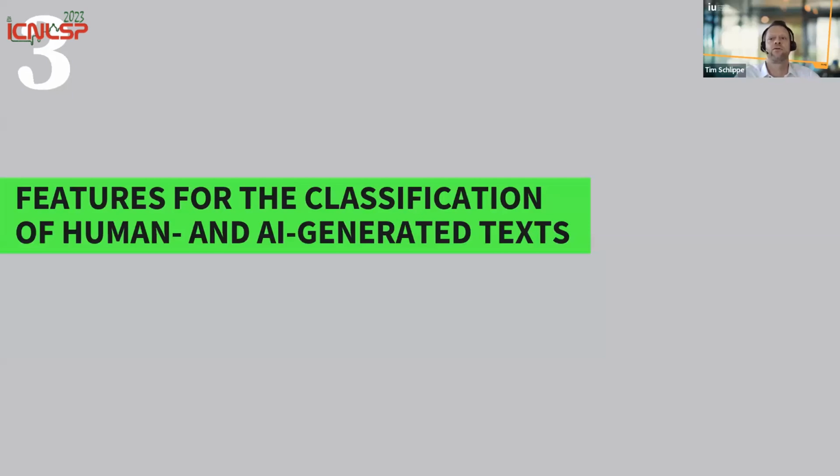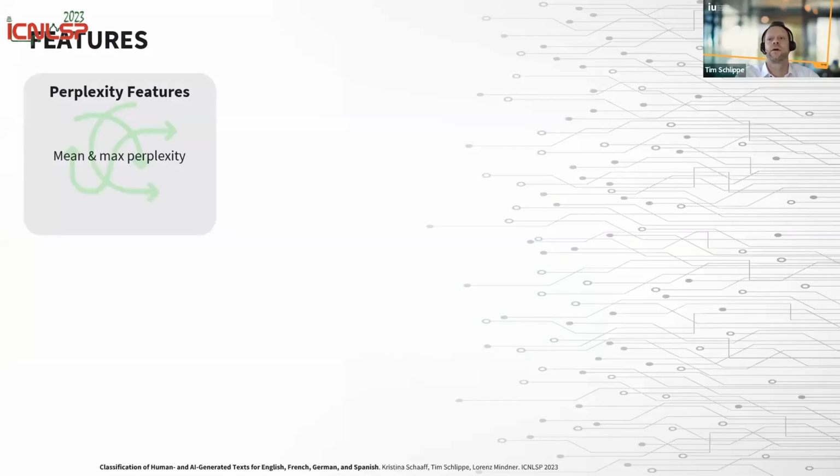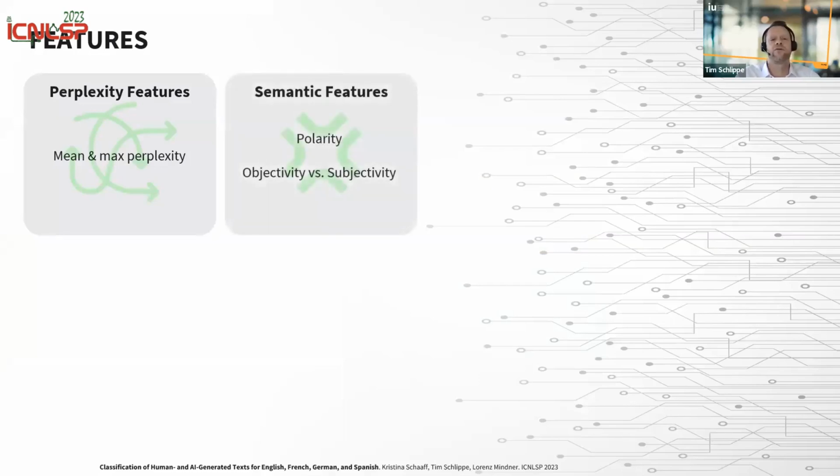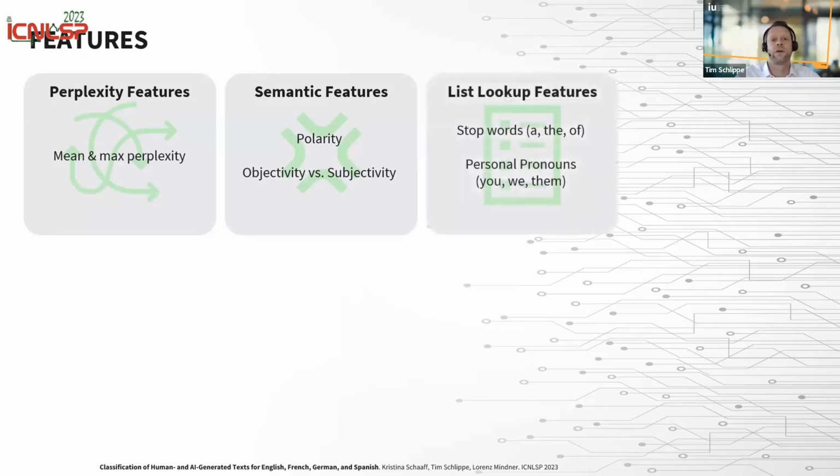Let me now demonstrate the features we analyzed for the classification of human and AI-generated texts. For the classification of AI and human-generated text, we investigated features from, in total, 8 feature categories. We investigated, for example, the perplexity features, which are quite frequently used for the detection of AI-generated text. Here we computed the mean and max perplexity. We also investigated semantic features, where we, for example, computed a polarity score and measured the objectivity and the subjectivity of the texts.